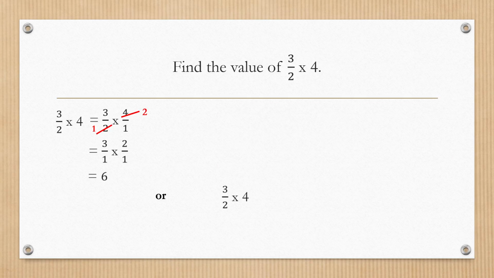Or you can also do this as numerator multiplied by numerator, and then denominator multiplied by denominator to give me 12. So 3 multiplied by 4 will give me 12, and 2 multiplied by 1 will give me 2. So 12 divided by 2 will give me 6. Both methods are alright, just that sometimes when the numerators get bigger, both the numerator and denominator can have large numbers, and it gets complicated then.